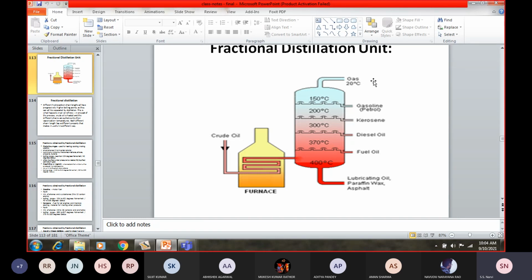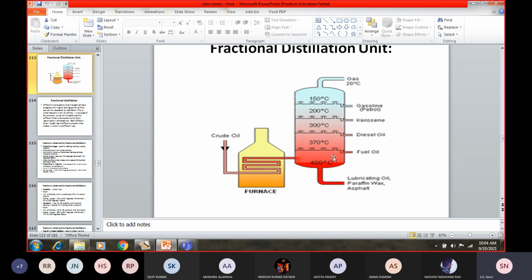The gases include those from C1 to C4 carbon atoms. In between them, there is petroleum ether. There is naphtha also here, isn't it? So only important fractions have been shown. It's not the complete fractionation.